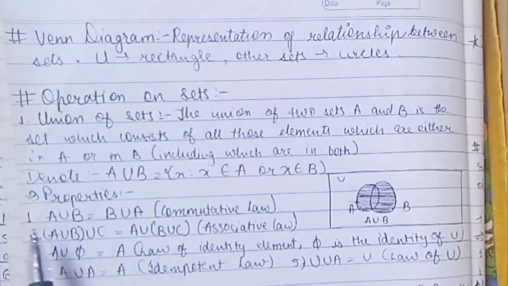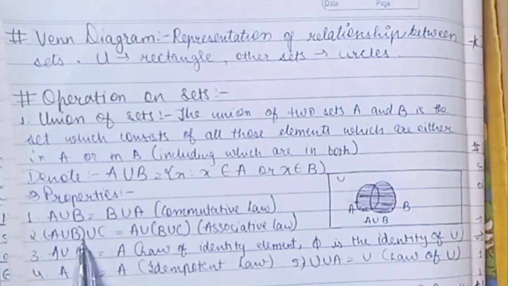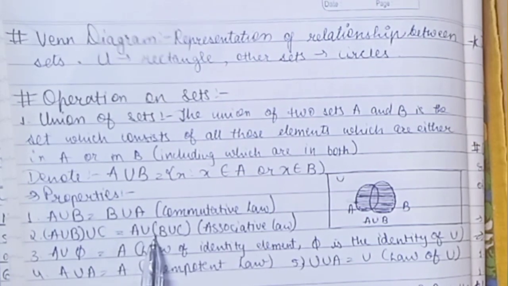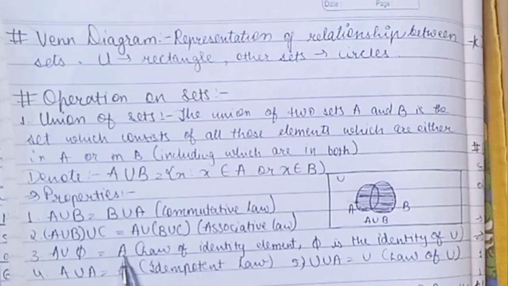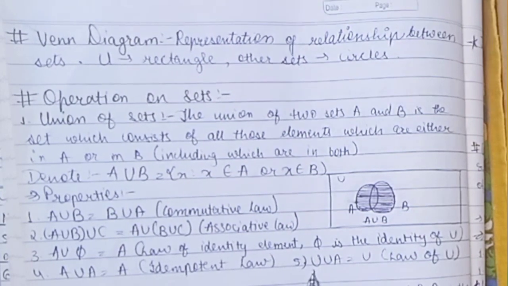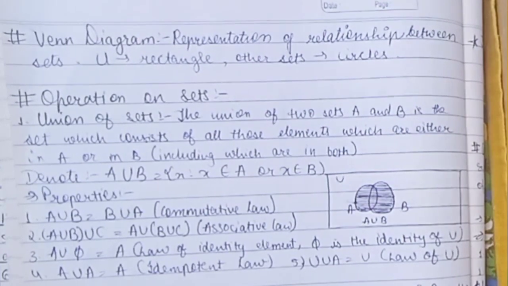Now their properties are: A union B is equal to B union A; A union (B union C) is equal to (A union B) union C; A union null set is A; and A union A is A. Universal set union A is universal set.